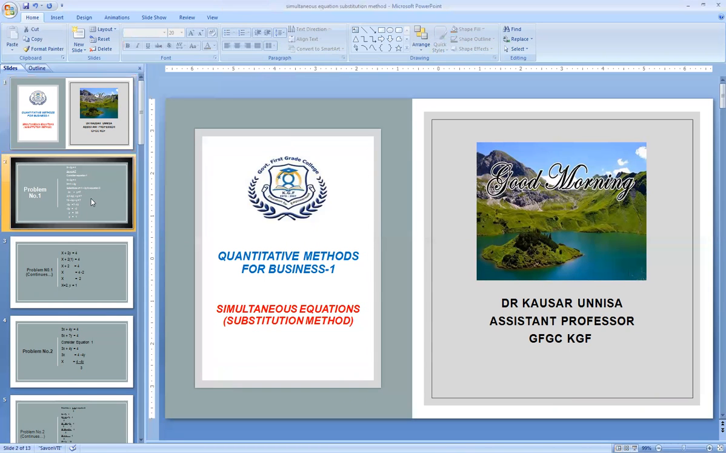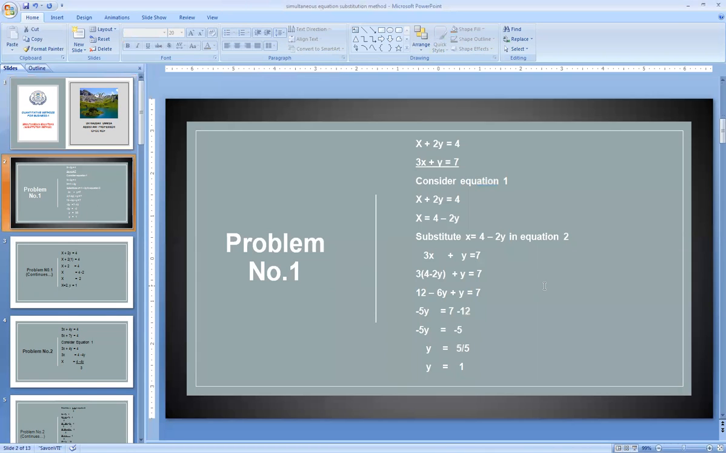Let us see this question here: x plus 2y equals 4. The other equation is 3x plus y equals 7. Now in the elimination method, we eliminated one variable and then found the other variable, but here we are not going to eliminate, we are going to substitute the values. So we have to consider any one equation among the two equations. Here in this slide we have considered the first equation, that is x plus 2y equals 4.